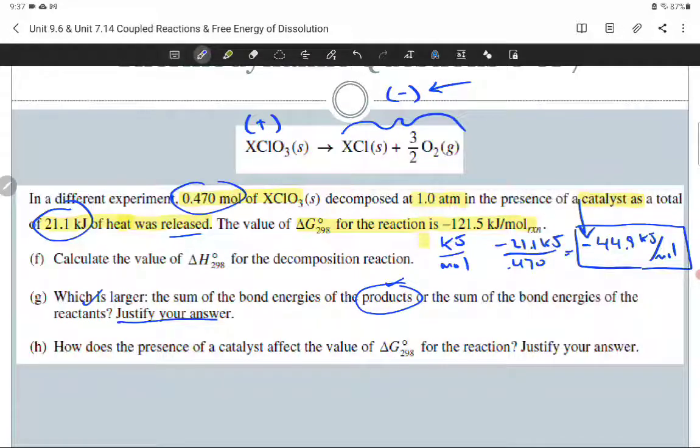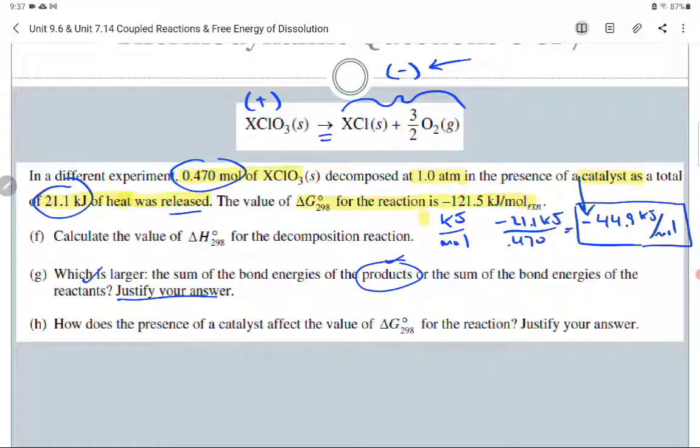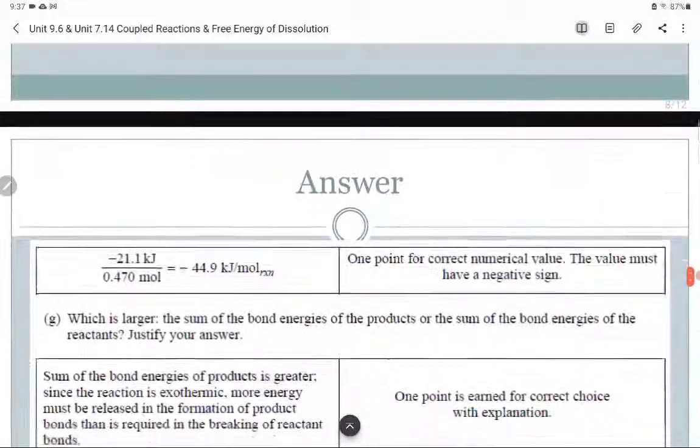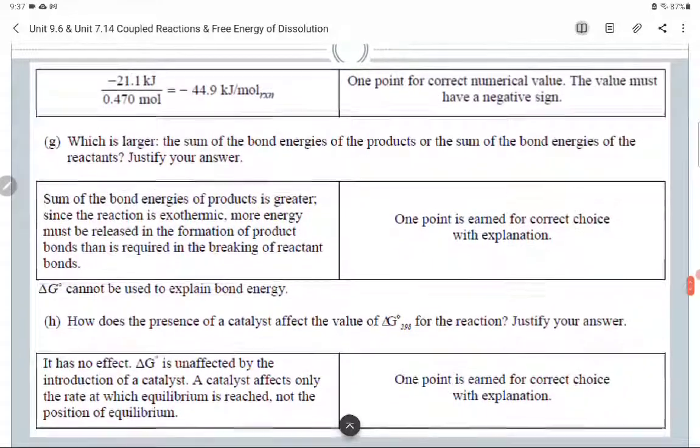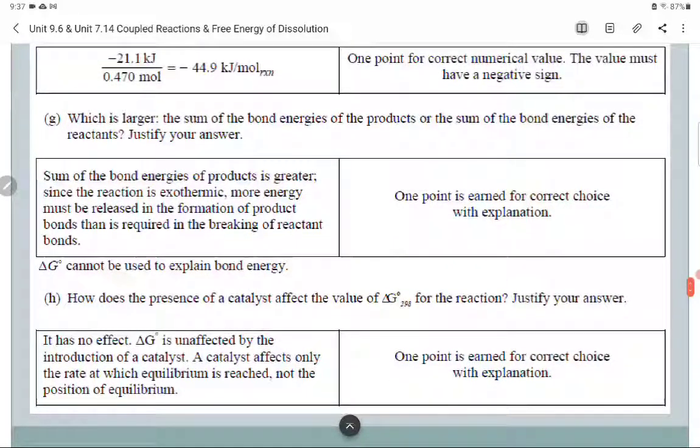How does the presence of a catalyst affect? It has no effect on the enthalpy, the entropy, the free Gibbs energy, nothing thermodynamically. It just makes the kinetics go faster. It makes it get to its, in this case, endpoint faster. And there's all of our answers there, and we've already talked about those.